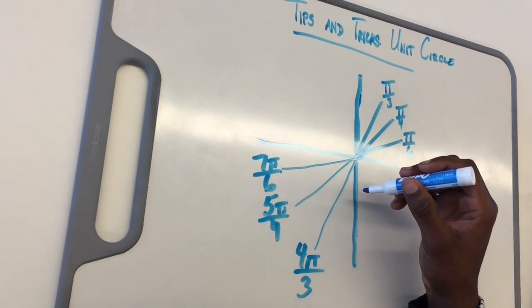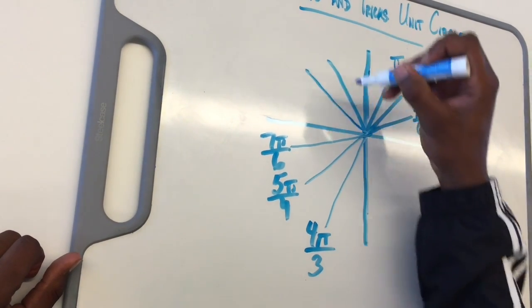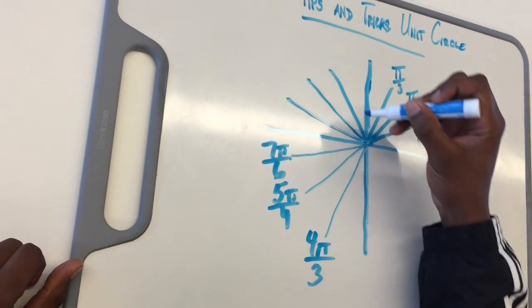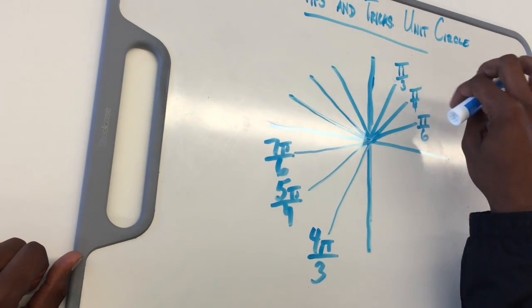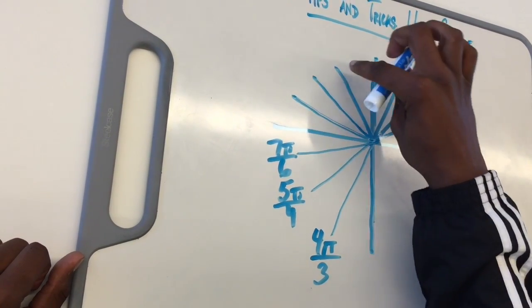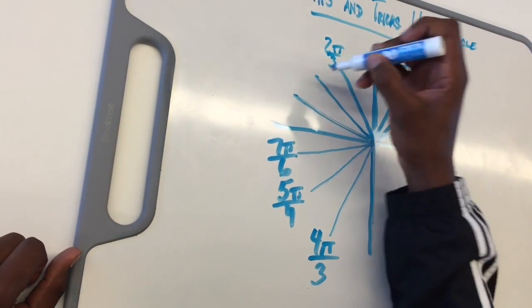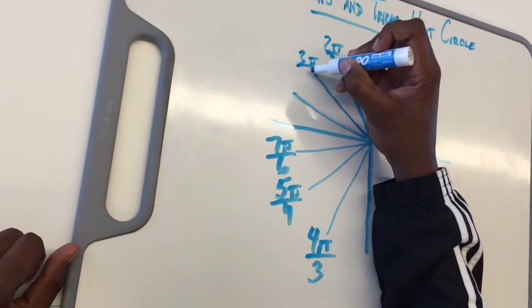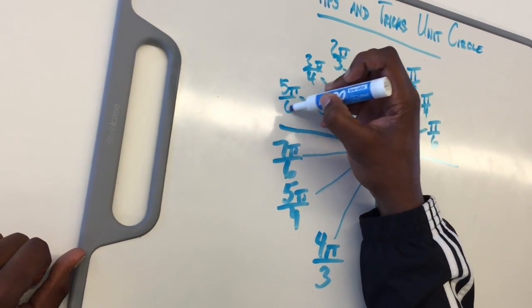Now, to get the second quadrant, what you have to do is you just have to subtract 1 from the denominator. That's what it is over here. So it's 2 pi over 3, 3 pi over 4, and 5 pi over 6.